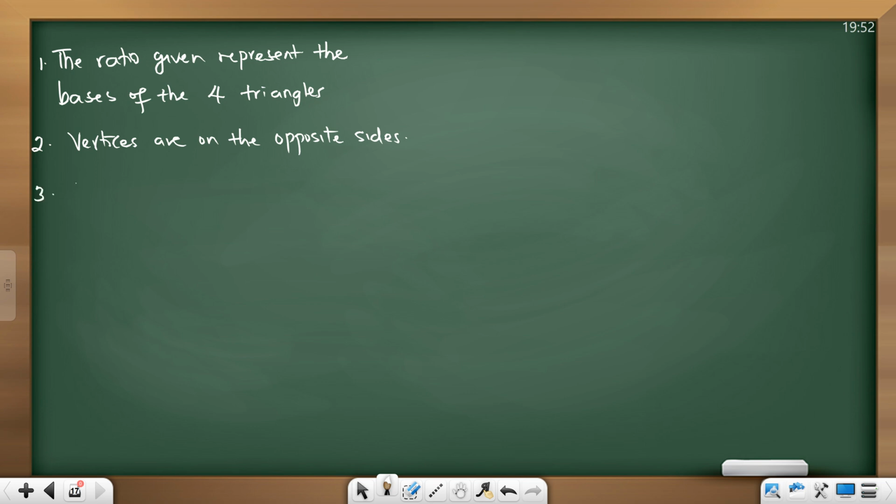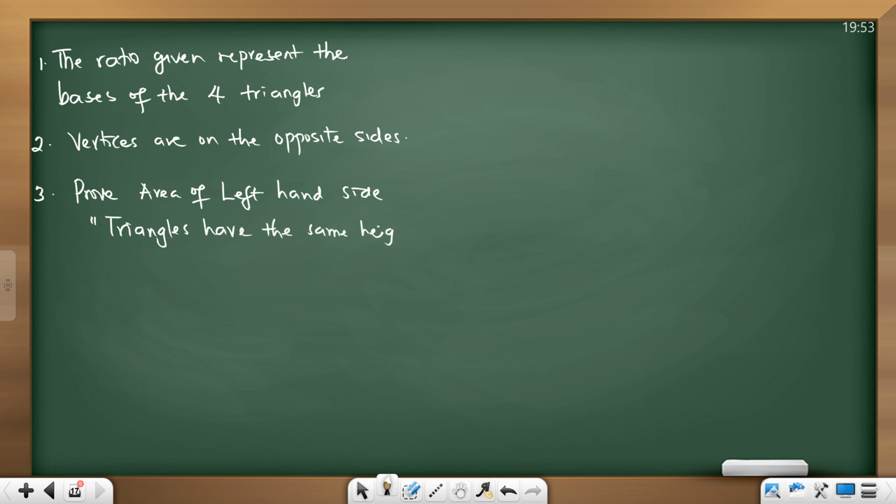Number 3. Prove area of left hand side. And the keynote is this. Triangles have the same what? Height. Triangles on the left hand side will have the same height. Remember it was H2, H2 there. Number 4. Do the same for the right hand side.